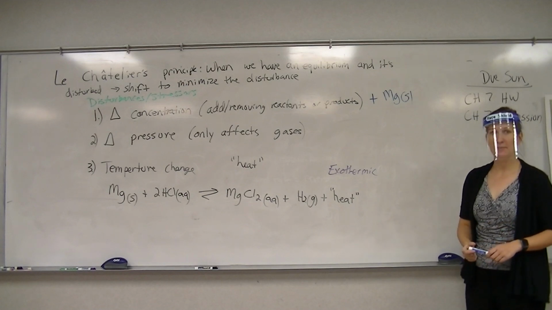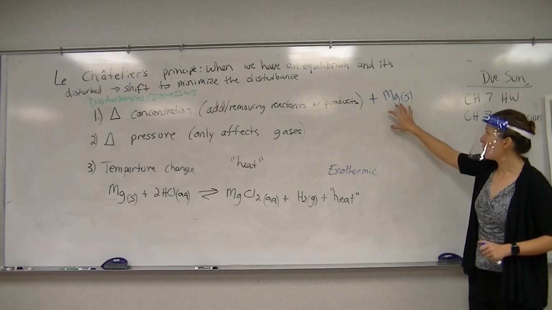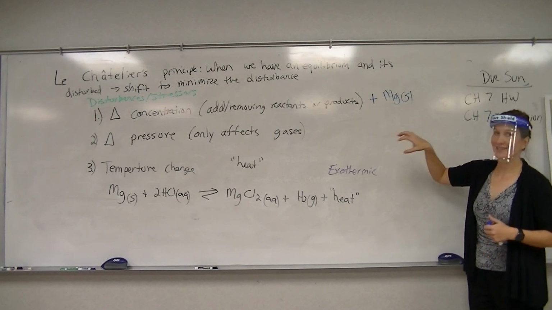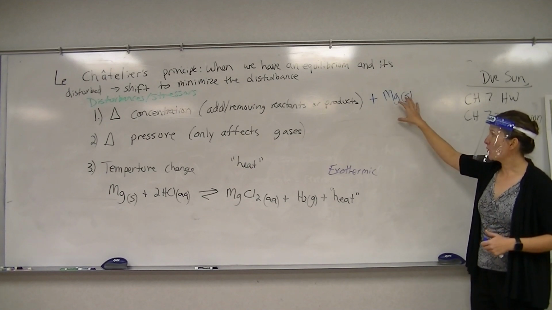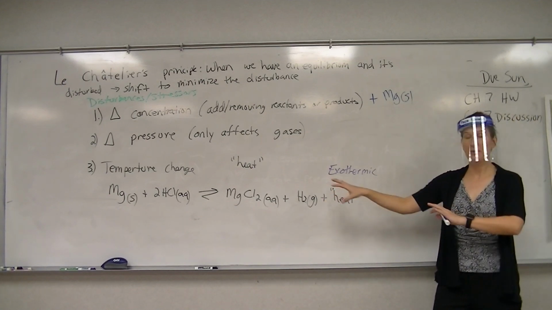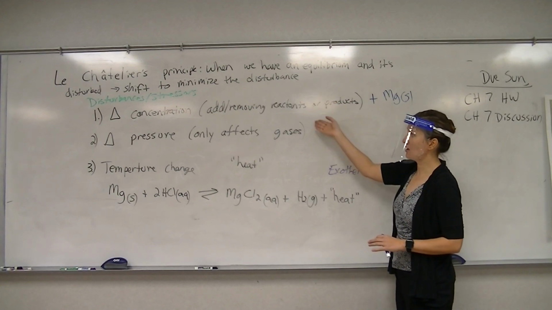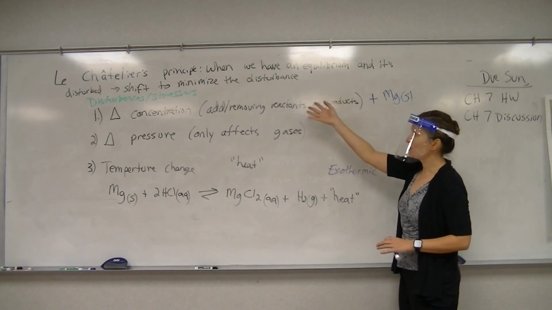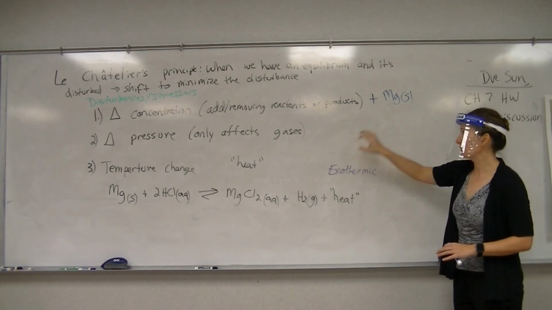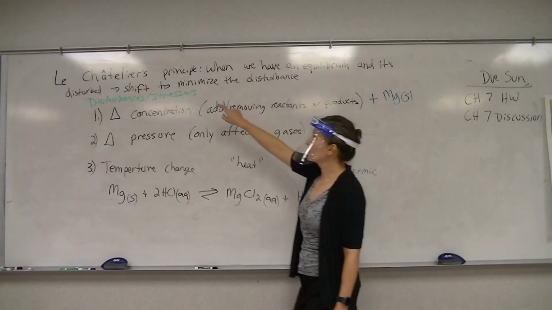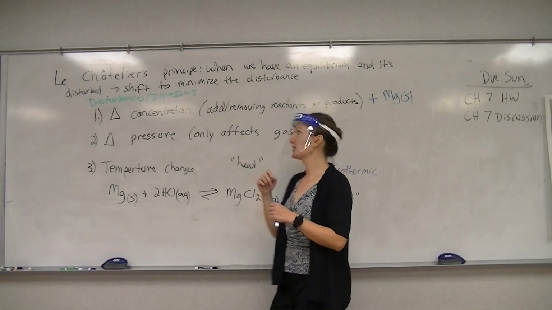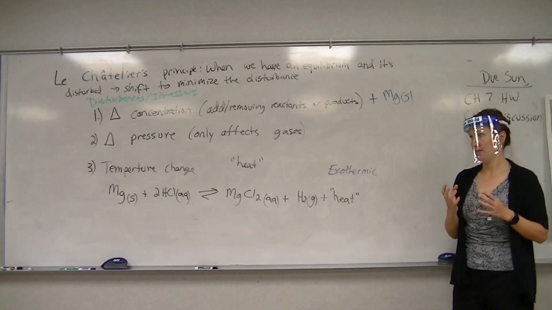I add more magnesium solid. So I need to figure out what's going to happen. If I add more magnesium, where is the equilibrium going to shift? Because I'm disturbing it now, right? I'm changing the concentration. So Le Chatelier's principle says if you disturb this equilibrium, if you try to change anything, it's going to shift the reaction to try to minimize that disturbance.